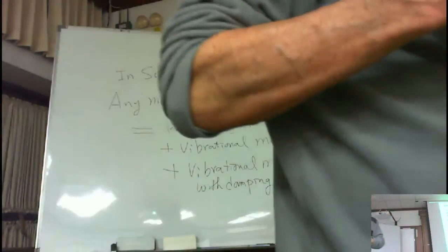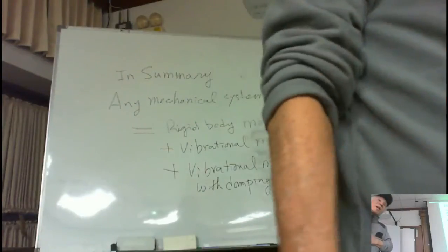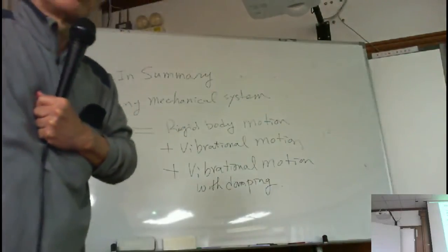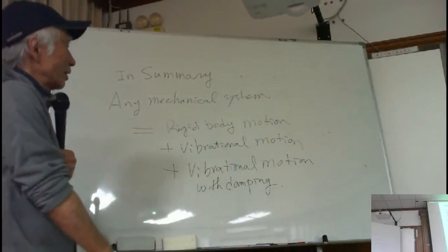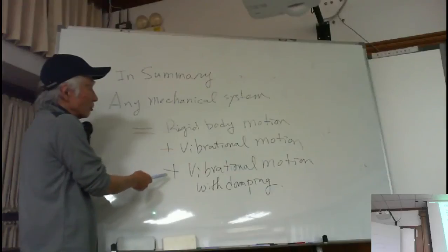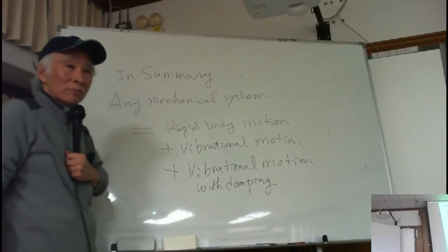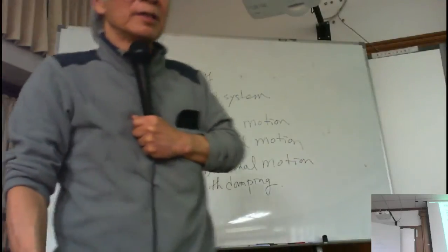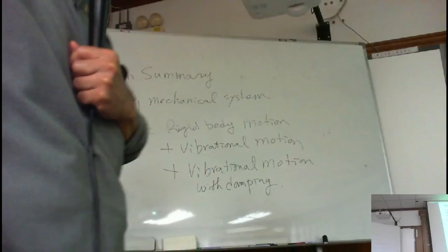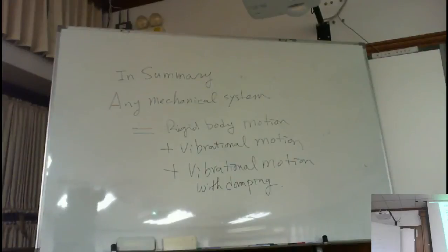So in this control class, we are dealing with a mechanical system which may have rigid body motions, plus vibrational motion, plus vibrational motion with damping. That's it. No more than that. You cannot have more than that for any real mechanical system.